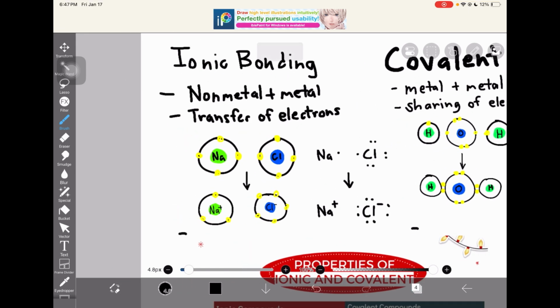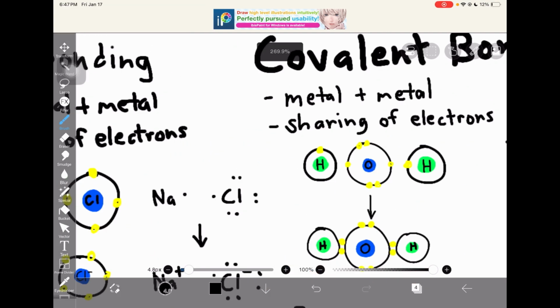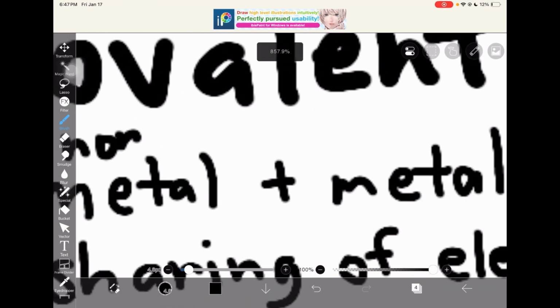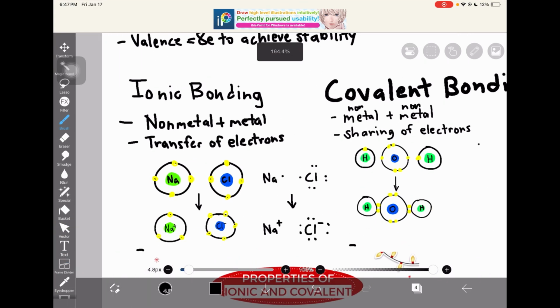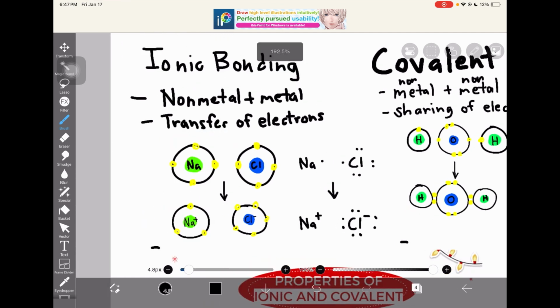Remember, it's a non-metal and metal. Oh, sorry, non-metal and non-metal. There. I just realized my error. So this is ionic bonding. It's the transfer of electrons. There's also another part we have to compute for.